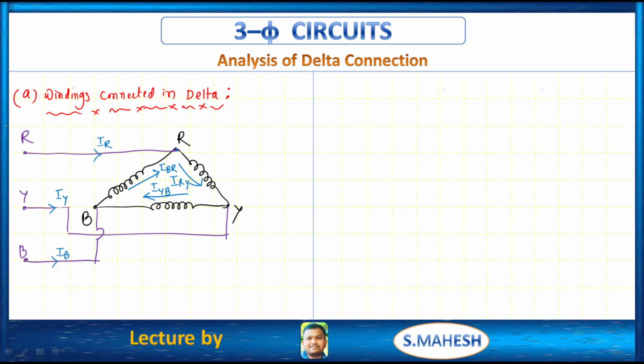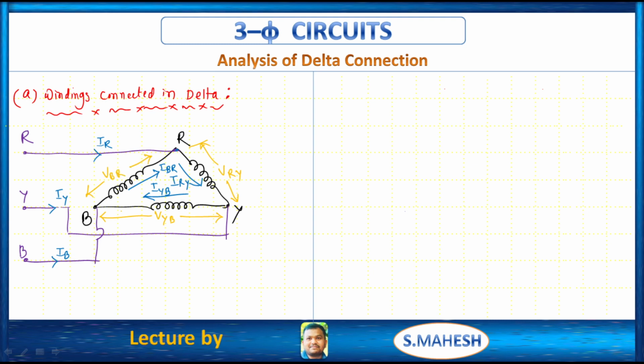Okay, now what about voltages? The voltage which is present in this phase RY is nothing but VRY, right? Like that the voltage between this is nothing but VYB. Based upon phase sequence, here I am providing the phase voltages RY, YB, then BR. This is VBR. Clear?